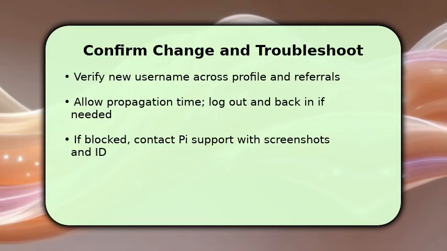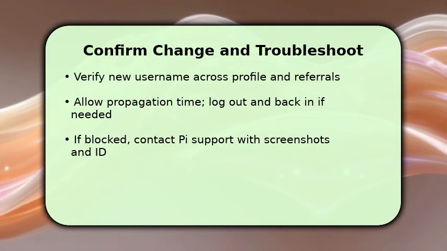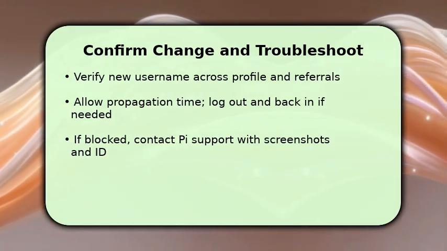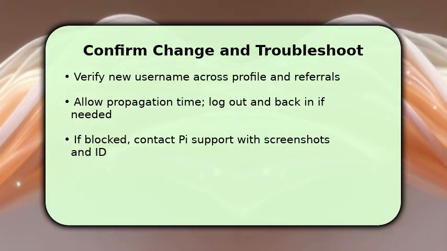If you hit a block or an error, like cooldown limits or unexpected validation failure, take screenshots, record error text, and contact Pi support directly with your account details. This speeds resolution and helps override accidental.